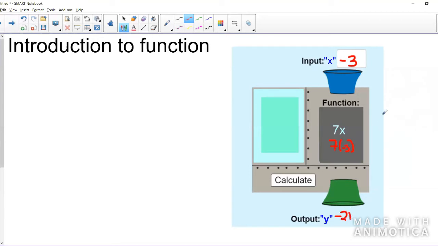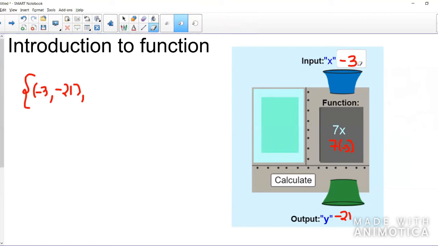In other words, if the input is -3, I'm going to write it down in set builder notation. This will be an input of -3 has the output of -21.